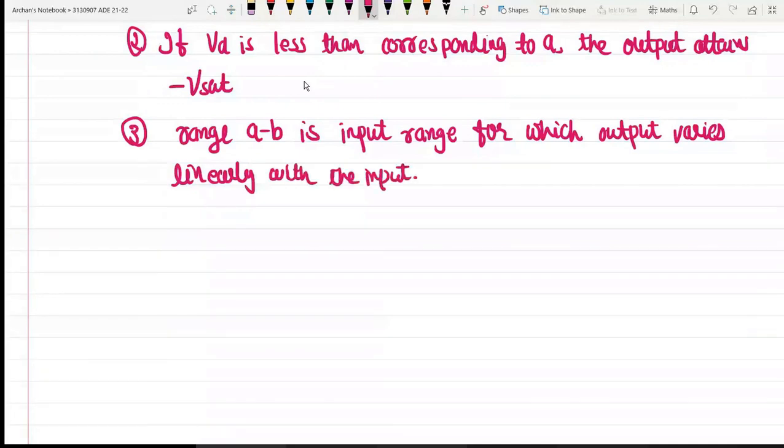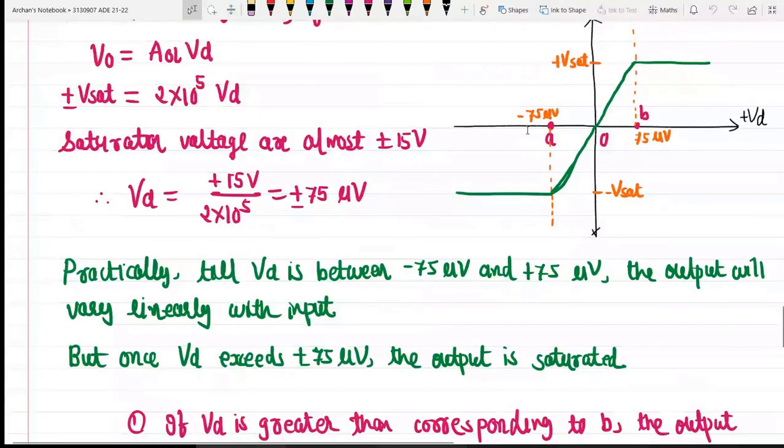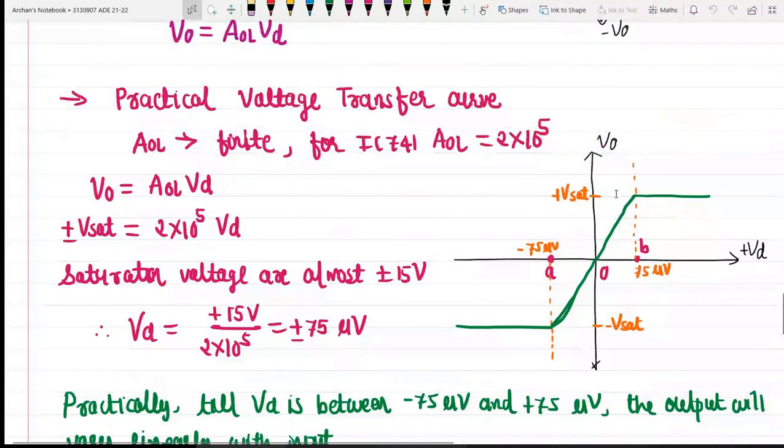Okay, but as we know, the open loop gain is very high, and this is the reason why practically the range will be very small. In this case the range you can see is plus or minus 75 microvolt. So during this range only we will get the linear relationship between input and output voltage. After that our output voltage will saturate between negative and positive saturation value. So this is the voltage transfer curve in case of ideal op-amp and in case of practical op-amp.